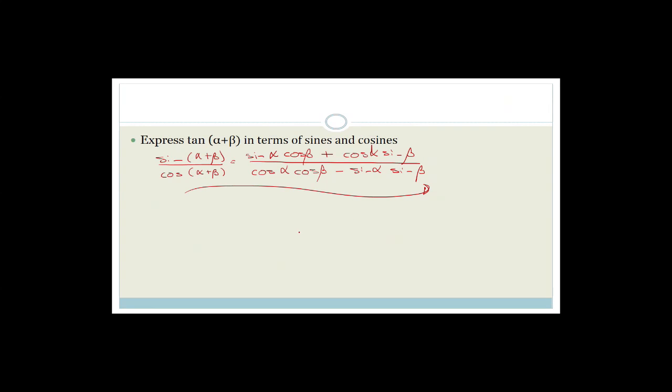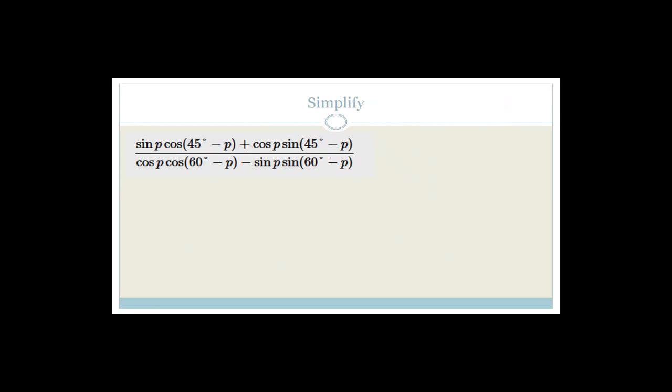And that's it. Horrible thing, but that's it. There's nothing more you can do with that. Right. Now, they've asked us to simplify: sine P cos(45 minus P) plus cos P sine(45 minus P), over cos P cos(60 minus P) minus sine P sine(60 minus P).